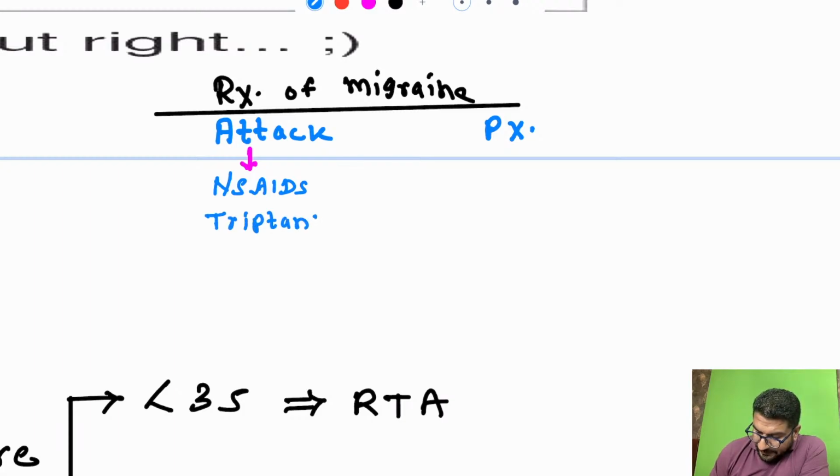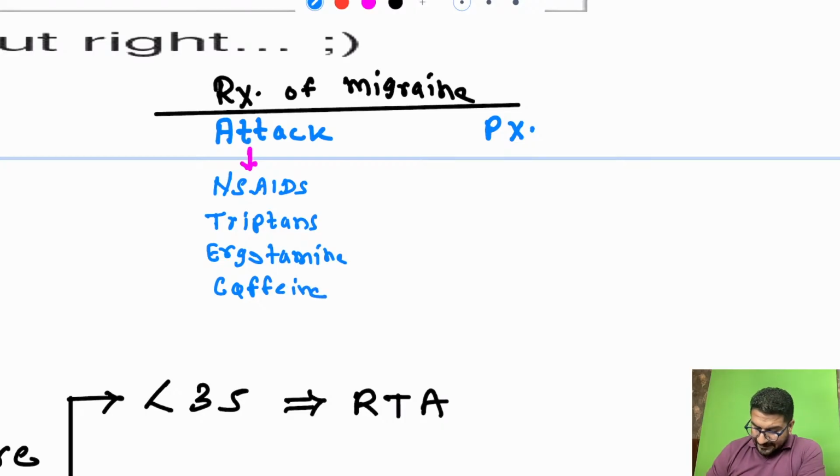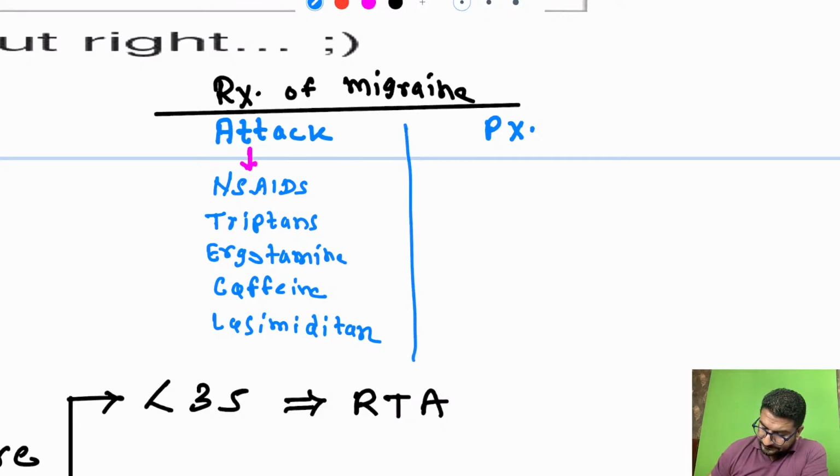So you can see a tablet of triptan, sumatriptan. Then we can use some old drugs, कभी कभी पुरानी दवाइयाँ होती हैं, ergotamine आजकल उतना यूज़ नहीं करते, we can use ergotamine, we can use caffeine tablet, right. And we have a new drug called lasmiditan. So these are the drugs we have for acute attack.